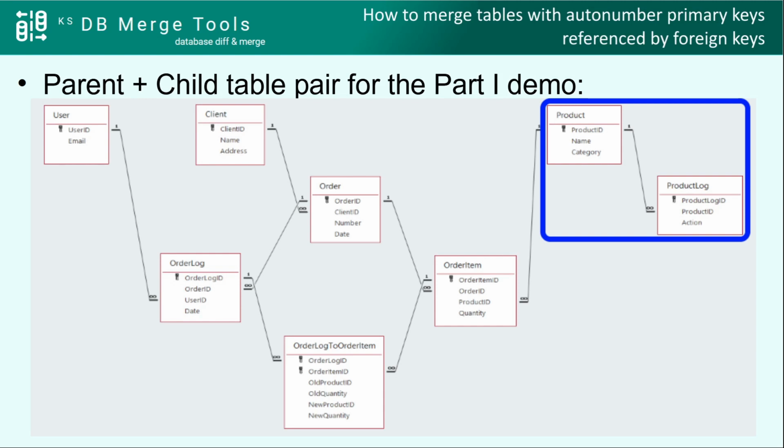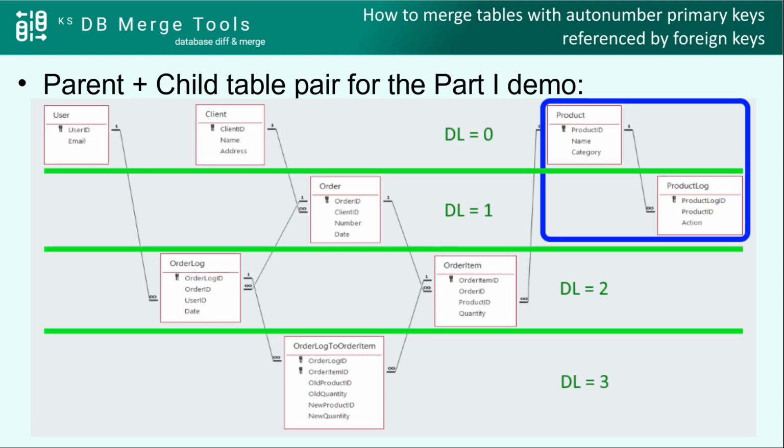Now let's talk about DL. DL stands for dependency level, or table foreign key dependency level. That's something that was introduced by KSDB merge tools some while ago to help with merge of changes in correct order to avoid errors related to the foreign key constraint violations.